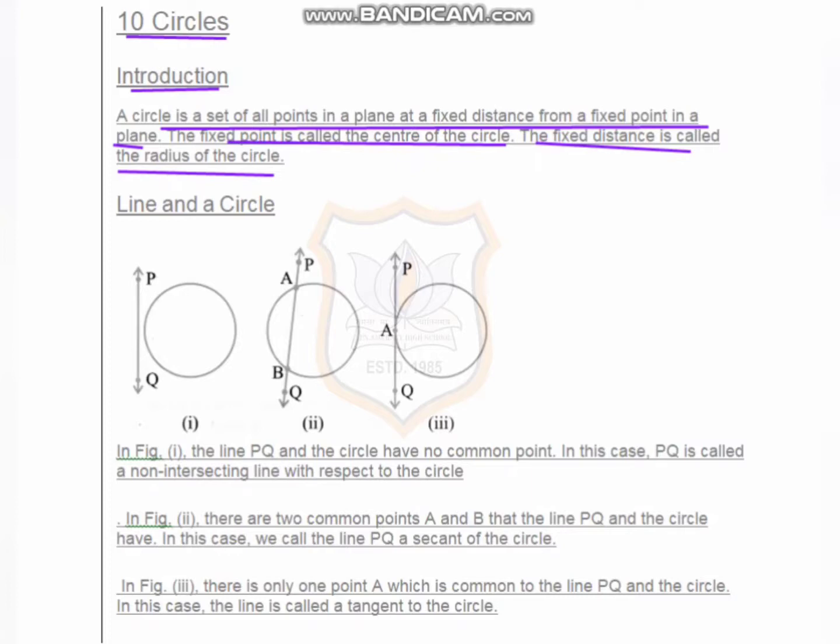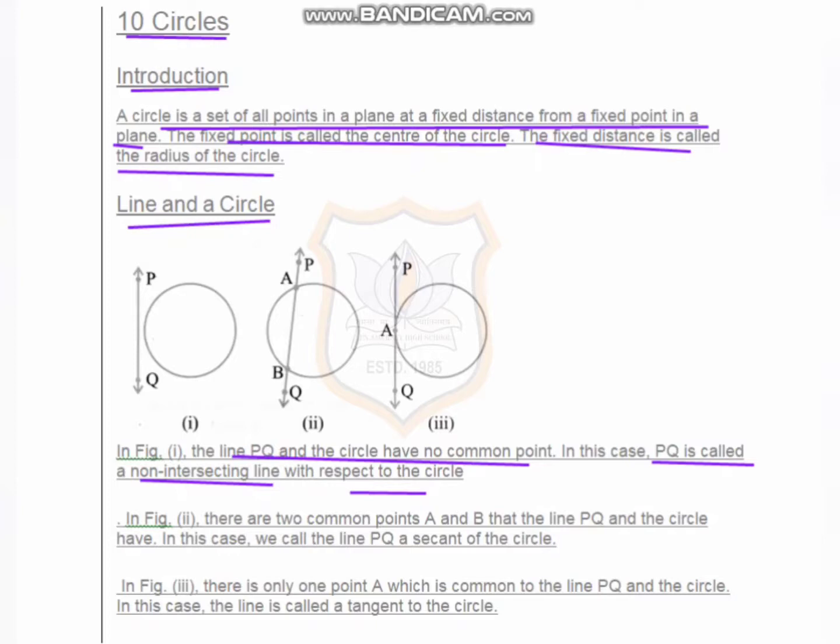Let's start. The line and circle. Now we have to study the relation between line and circle. This is a circle and this is a line. PQ is a line. In figure 1, PQ is a line having no common point. That means there is no intersection between the circle and the line. So PQ is a non-intersecting line with respect to the circle.